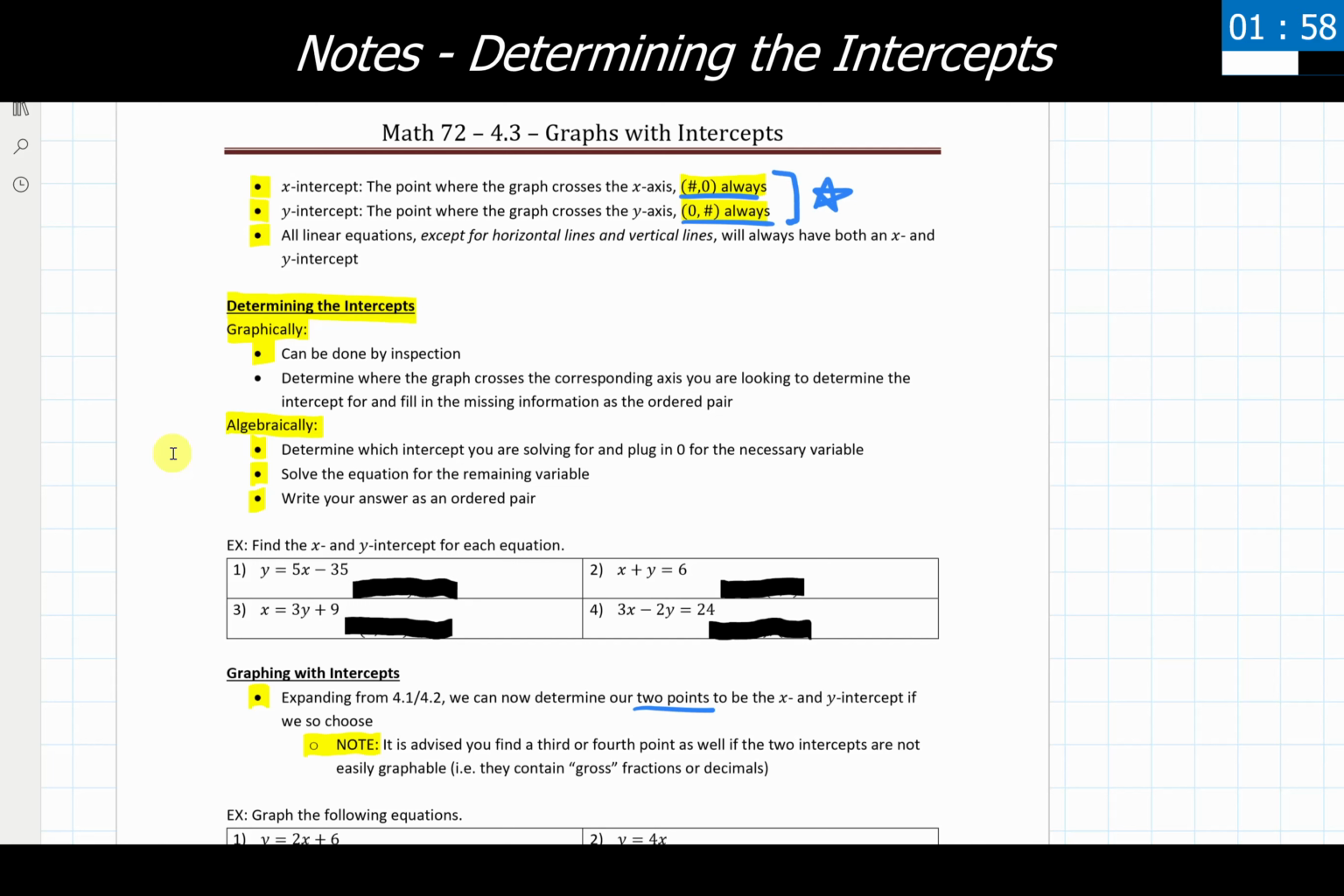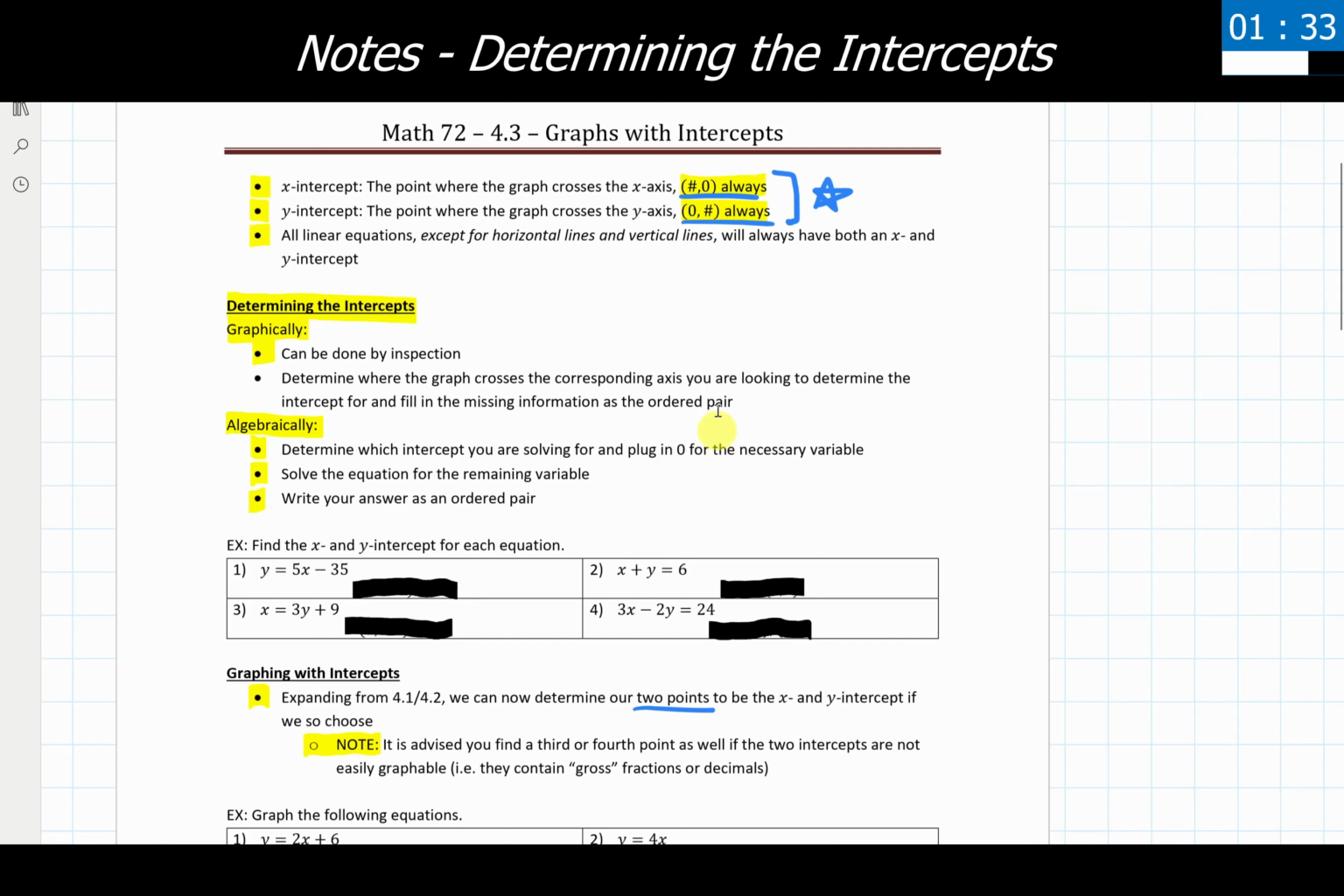So to do this, we need to first determine which intercept we are solving for. You cannot solve for both the x-intercept and the y-intercept at the same time. They must be done individually and separately. Once we determine that, let's say we're solving for our x-intercept here as we're walking through this, I'm going to therefore plug in 0 for the necessary variable.